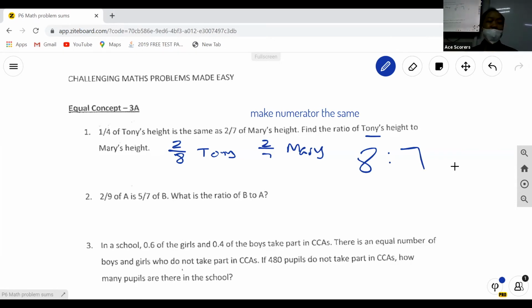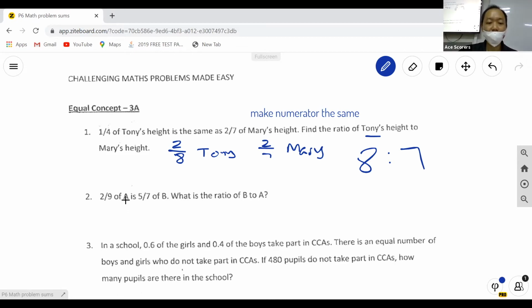Okay. Came out in the PSLE, right? I don't know if it's like this question, but it's this type of question. I thought it's very hard. No, it's not hard. Sometimes the problem sum can be a bit tough. Next one.